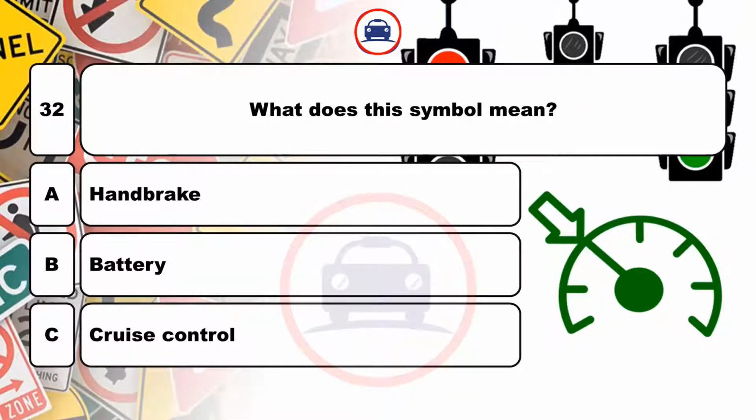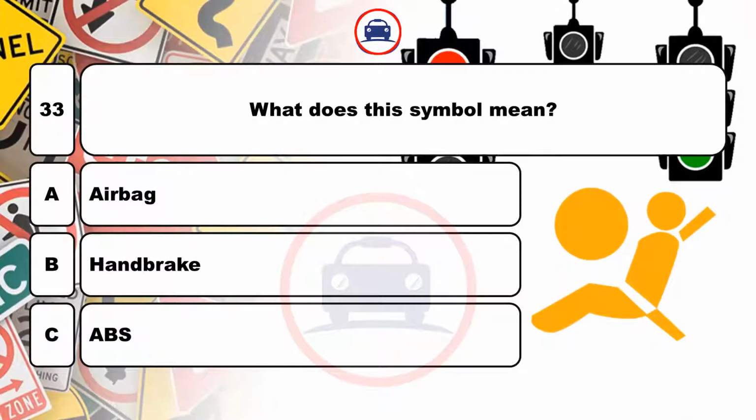What does this symbol mean? A. Handbrake. B. Battery. C. Cruise control. Correct answer C. Cruise control.